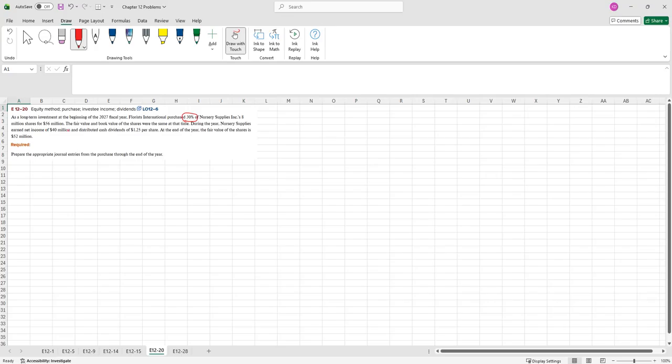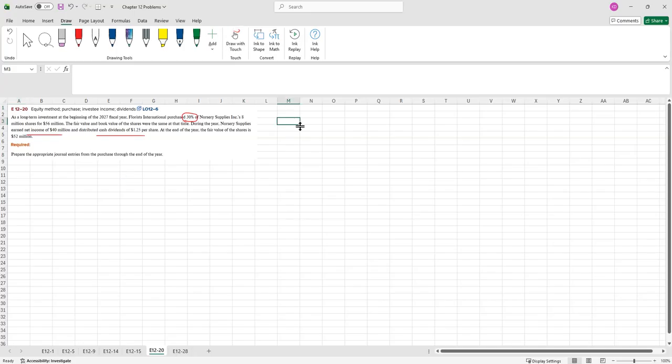They tell us here that we have a company and they buy 30% of another company, right? They spend 56 million. During the year, the company they bought earned net income of 40 million and they paid cash dividends of 1.25 per share. At the end of the year, the fair value is 52 million. They want to know, can you please prepare the appropriate journal entries?